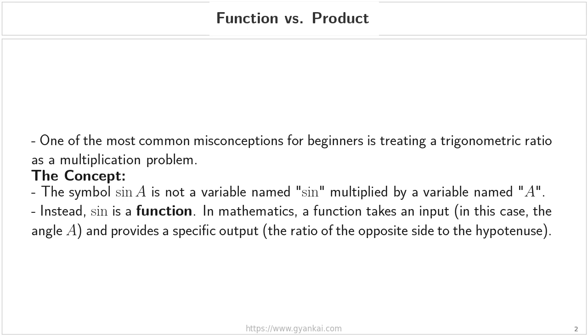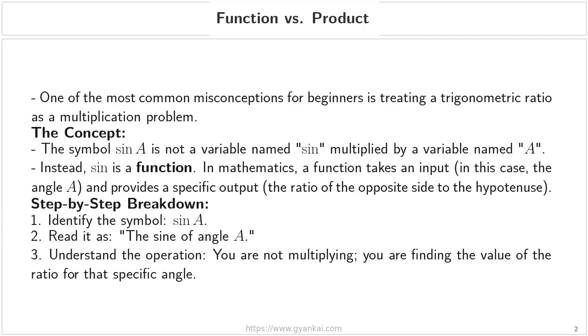When you see the symbol sine A, it is crucial to understand that this is not a variable named sine being multiplied by a variable named A. Instead, sine is what we call a function. In mathematics, a function acts like a machine. It takes an input, which in this case is the angle A, and provides a specific, predictable output, which is the ratio of the opposite side to the hypotenuse.